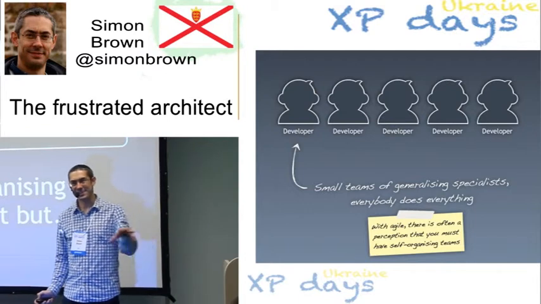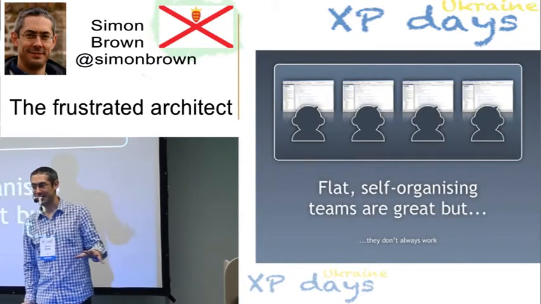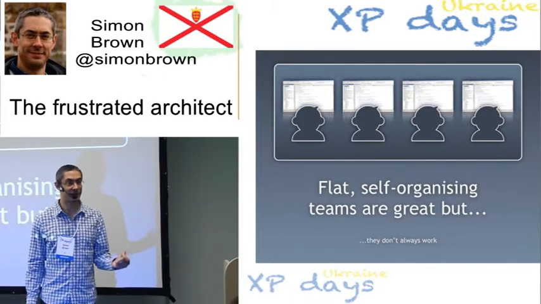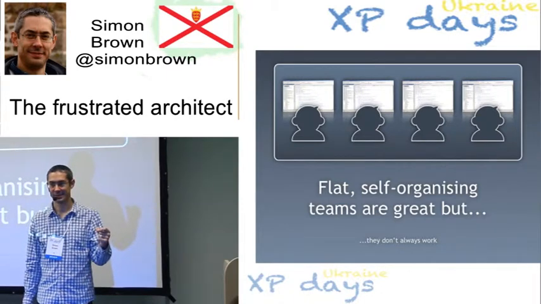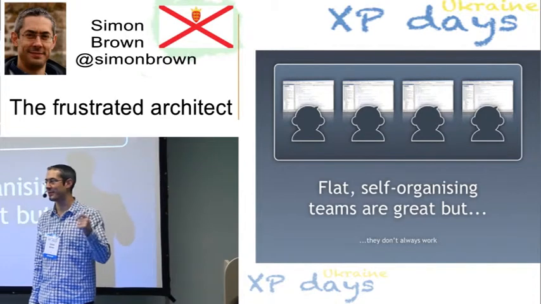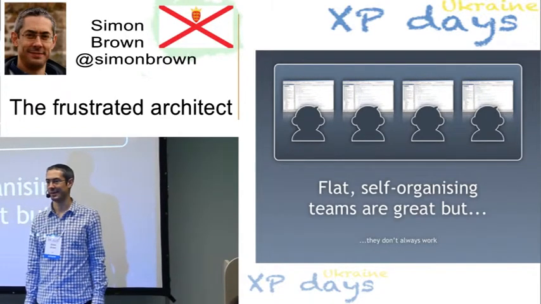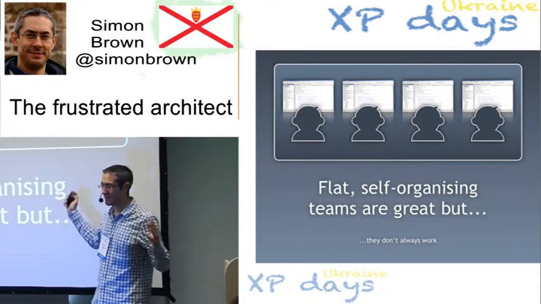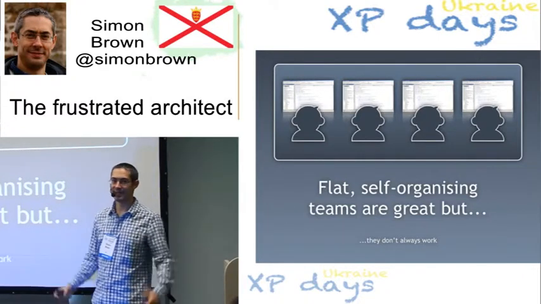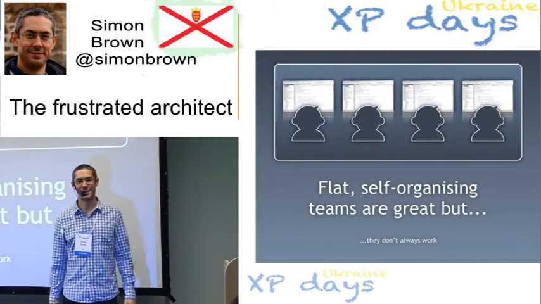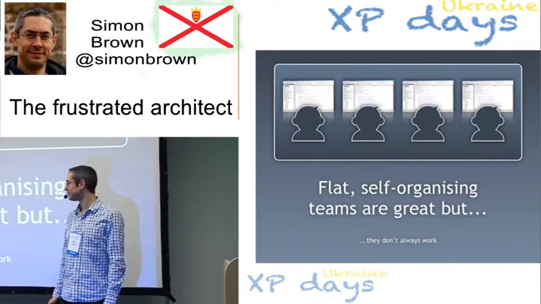So the whole flat self-organising teams thing is great, and there are some brilliant examples out there on the web of where it really does work, but those teams tend to be very, very senior, and they know exactly what they're doing. For the rest of us, sometimes this does not work. So we need to get away from this fascination of striving to be these self-organising teams when we're not there yet, we're not ready for it.